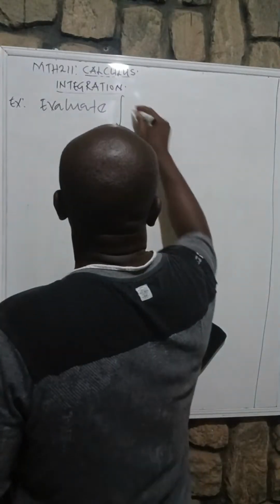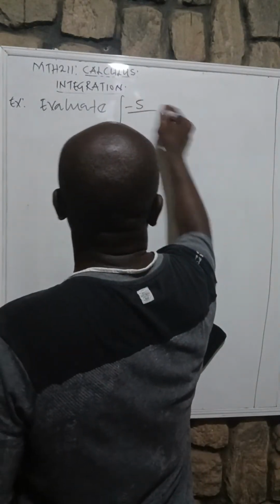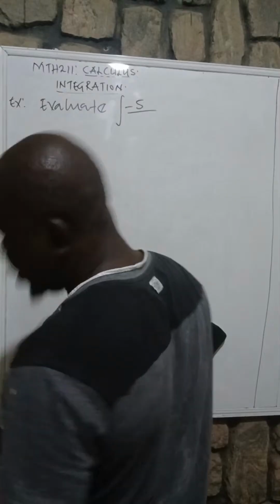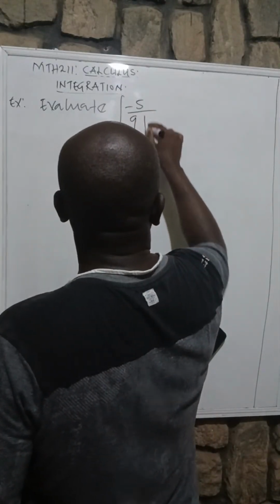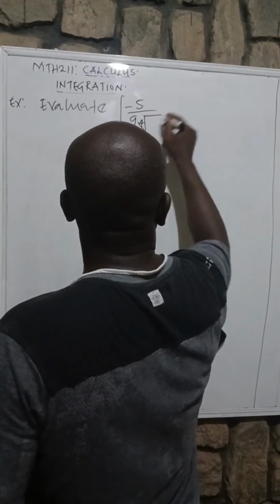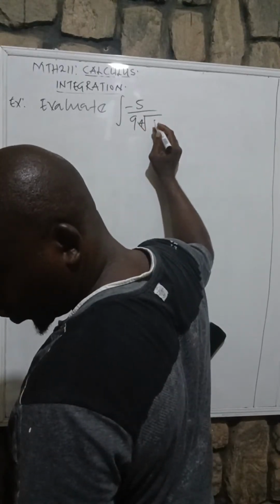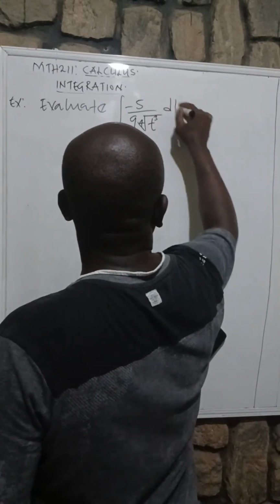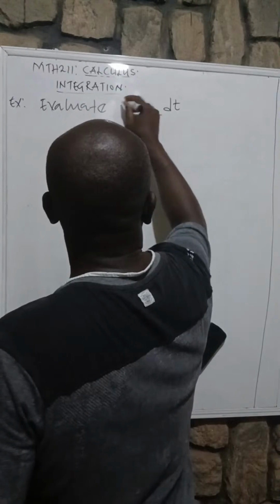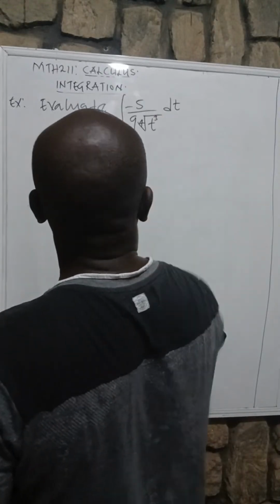Integral of minus 5 all over fourth root of 3 raised to the power 3 dt. It's a very good question. Open your eyes and look at the board very well.